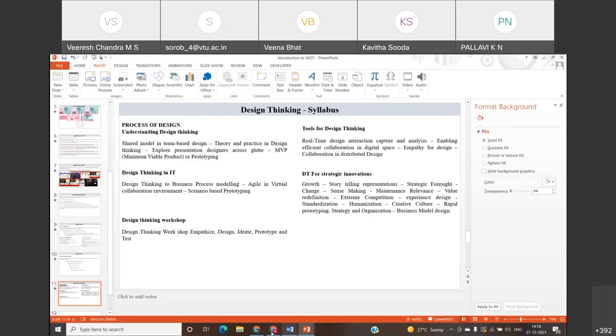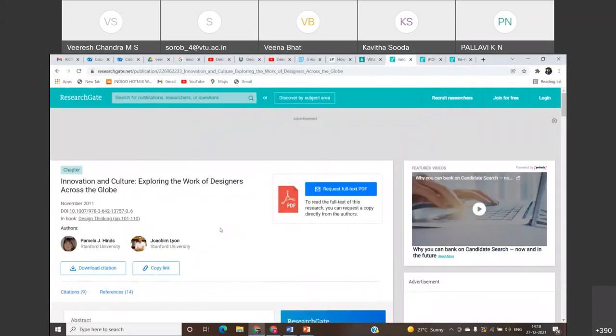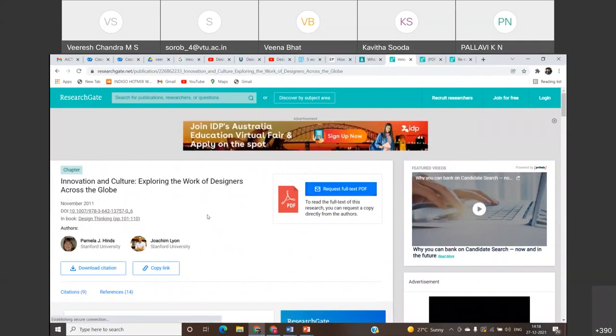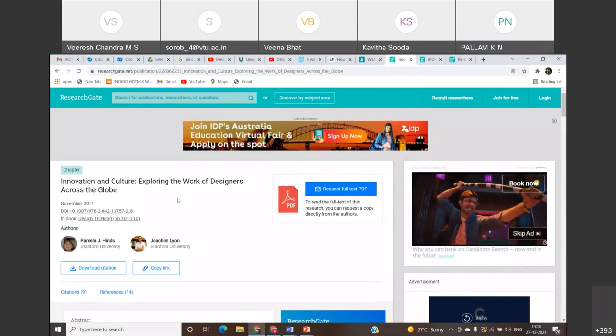Again, I'll give you a hint about this. You can just go through this paper. You have to request the full text PDF, but you know the ways of downloading it. Innovation and culture, exploring the work of designers across the globe. Here you can clearly see how exactly the designers work, how they present their designs in front of the end users. All the things are available here. Not only in this paper, we have different papers which concentrate on this particular subject.